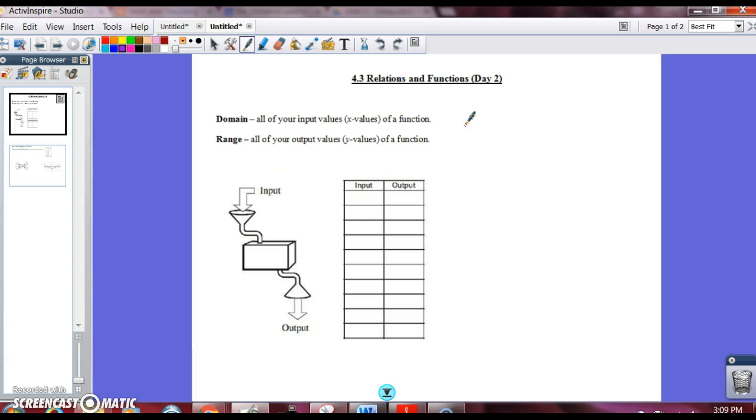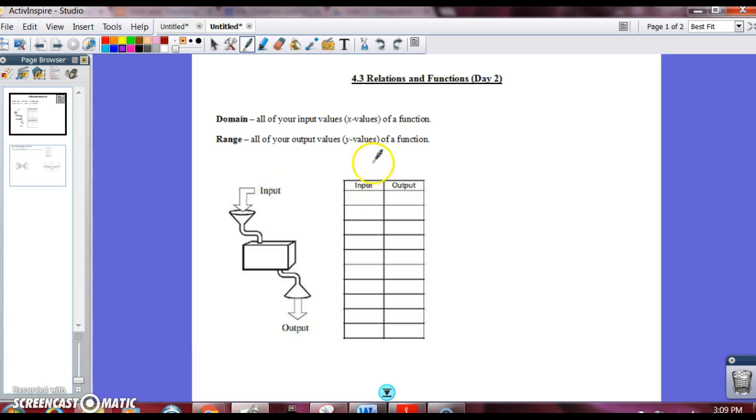Okay, so we are going to talk about specifically domain and range today, and I didn't use those terms in yesterday's lesson, but I am going to talk about them today. Whenever you hear the word domain, those are all of your input values or your x values of a function. Your range is all of your output values or your y values of a function.